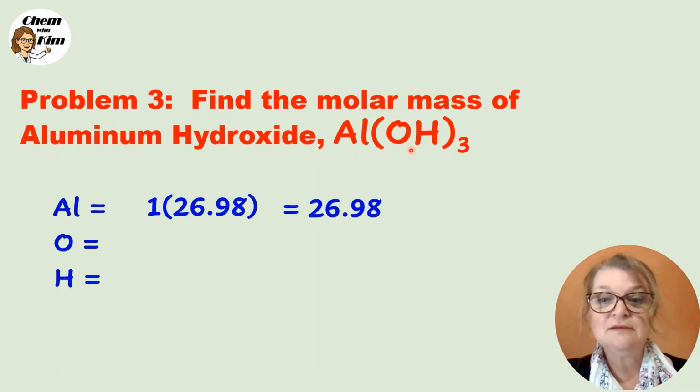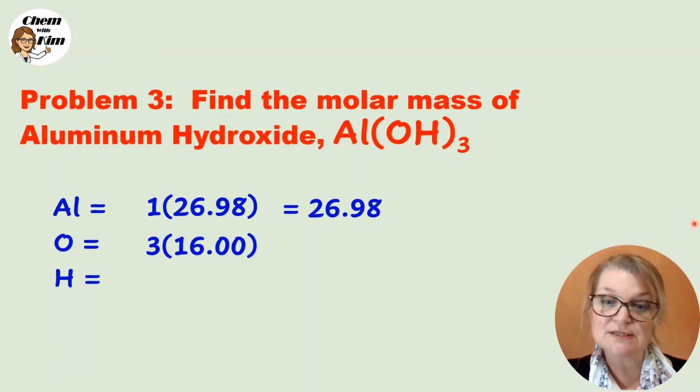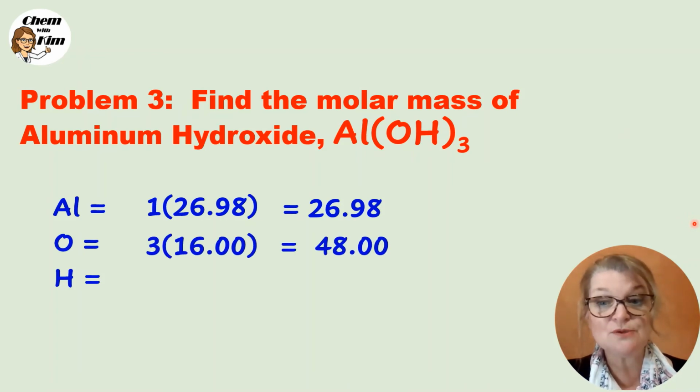Now the oxygen has a subscript of 1 inside the parentheses, but there's also a 3 outside the parentheses, which means everything inside this parentheses has to be multiplied by 3. So there's really 3 moles of oxygen, so 3 times 16.00 is going to be 48.00.